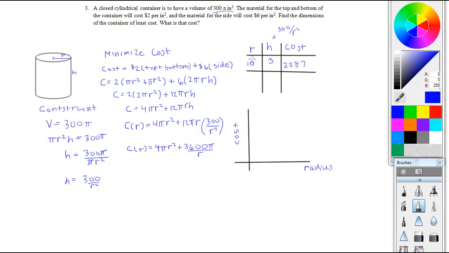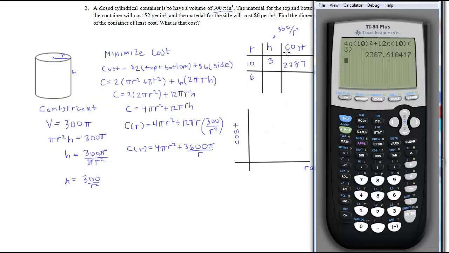Alright, and in this case, since the radius is 10 and the height is a lot smaller, I'm going to try guessing something smaller for the radius. Maybe 6. And if the radius is 6, then 300 divided by 6 squared would be 300 divided by 36. This is to find the h value, is 8.3.